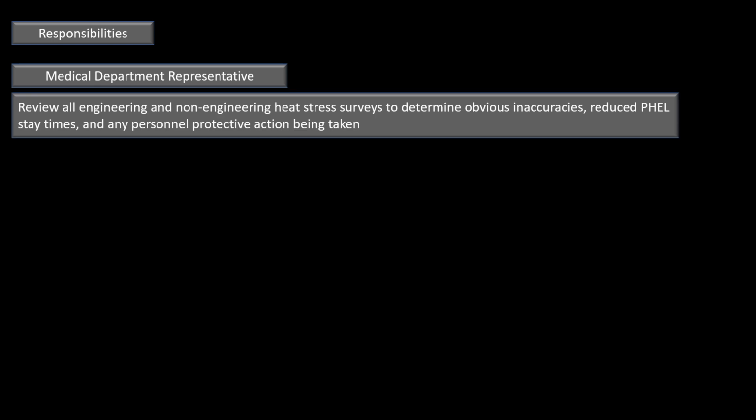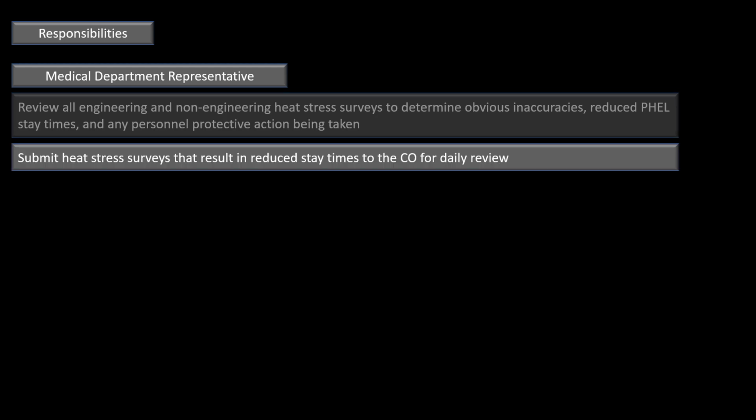Medical department representative. Your MDR is going to review all engineering and non-engineering heat stress surveys to determine obvious inaccuracies, reduced stay times, and the personal protective action being taken. They're going to submit heat stress surveys that resulted in reduced stay times to the CO for daily review.